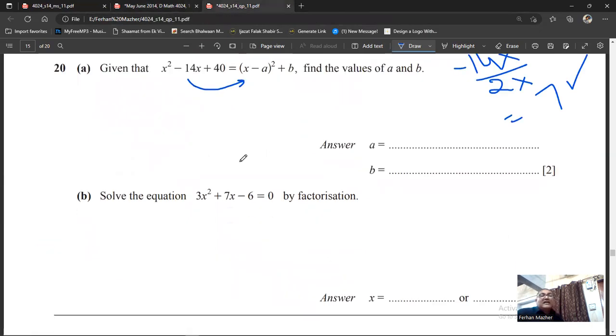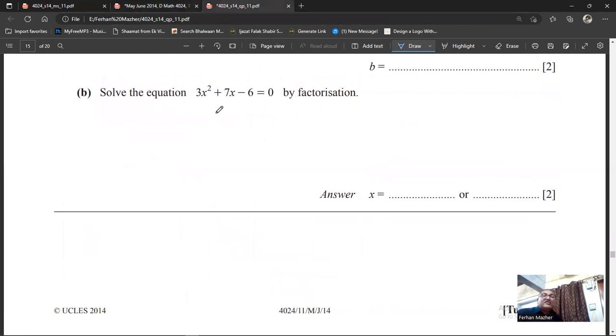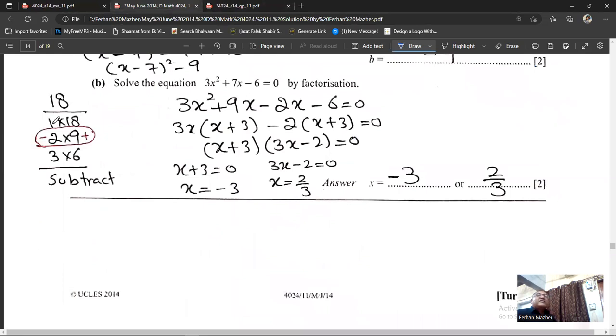Then he says, B part, question number 20, by factorization, solve the equation 3x squared plus 7x minus 6. Multiply the extreme terms, you get 18. So write the pairs, the factors of 18. They are 1 into 18, 2 into 9, 3 into 6. Because here you have a negative sign with the third term, you will choose that pair which by subtraction will give you +7. So that pair is 2 and 9. Because you want +7, with the larger number I will put a positive sign, with the smaller number I will put the negative sign.